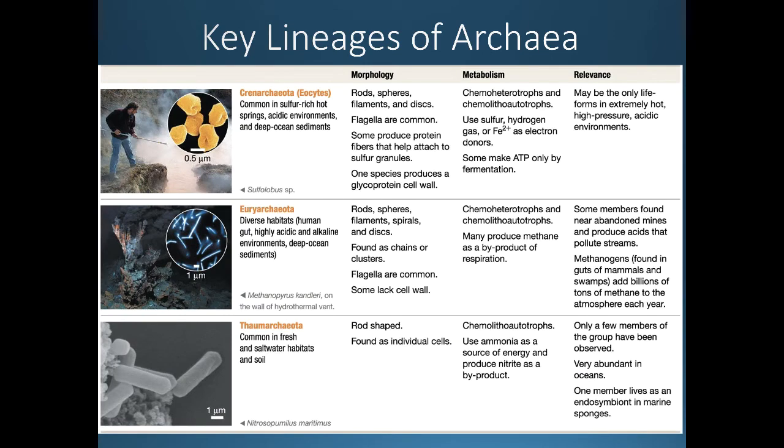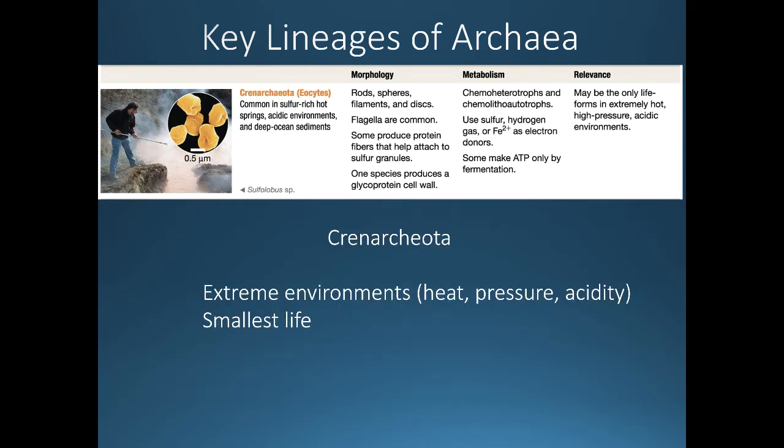Okay, next I'd like to talk about just 3 lineages of archaea. Okay, this first lineage of archaea that I'd like you to know are the Crenarchaeota. You should know that species of Crenarchaeota are found in extreme environments that include very high heat, high pressure, and very acidic environments. They also represent the smallest of all archaea and bacteria.